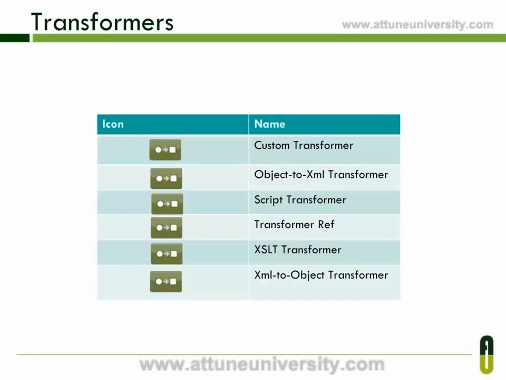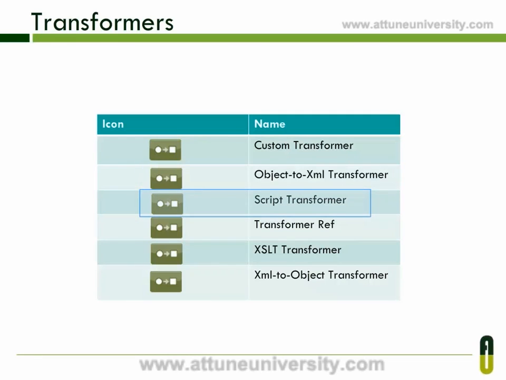Here you can see the different types of transformers. Custom transformer. This transformer is used to transform the delegates to a Java class. Object to XML transformer. This transformer is used to convert a Java object to an XML representation using stream.